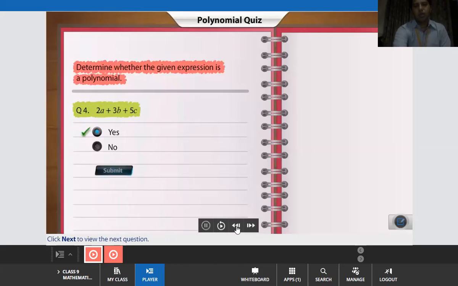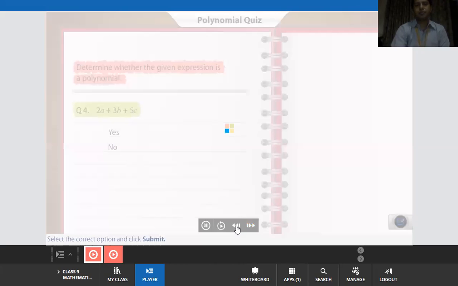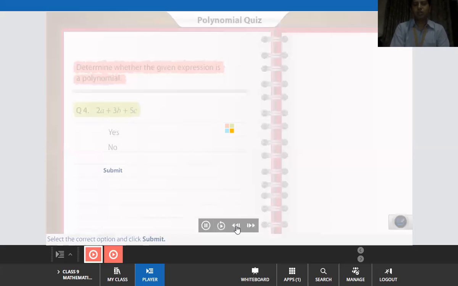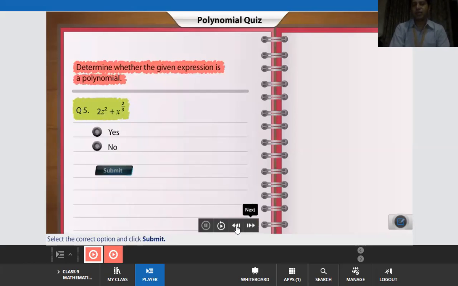Next question, we have 2z raised to power 2 plus x raised to power 2 by 3. Looking at the second part, the power of x is 2 by 3. As the power of x is not a whole number, this is not a polynomial. So we click no here and then we submit.